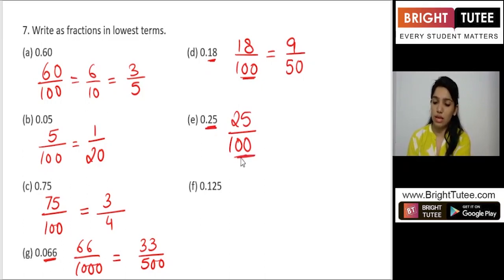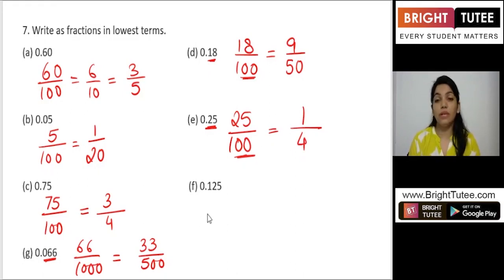2 zeros at the denominator. So 25 over 100, we can divide both the numerator and denominator by 25 itself, because 25 is the highest common factor for 25 and 100. So 25 divided by 25 is 1 and 100 divided by 25 is 4. So the simplest fraction is 1 over 4.